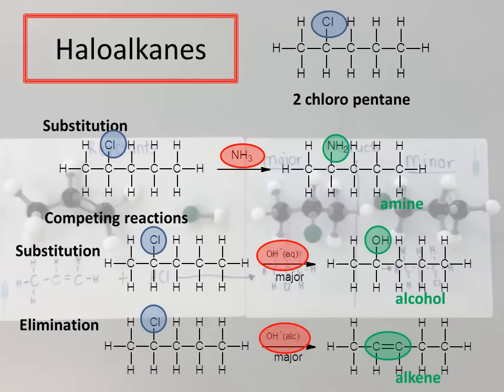And on the other hand, if we had the same reaction with the OH minus dissolved in alcohol, we get the alkene as the major product, and we could get the alcohol as the minor product. Hence, we've got this heading above at the top here that says these are competing reactions. This is actually a really important reaction, and it occurs quite often in the organic chemistry exam.